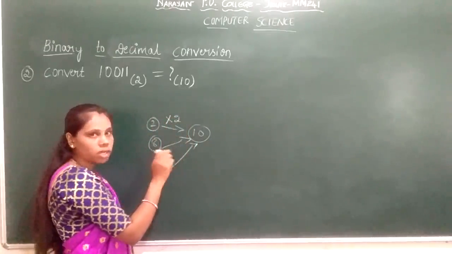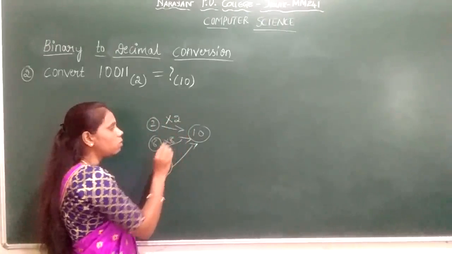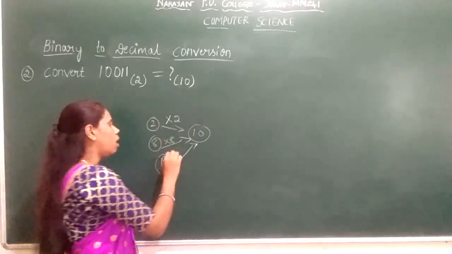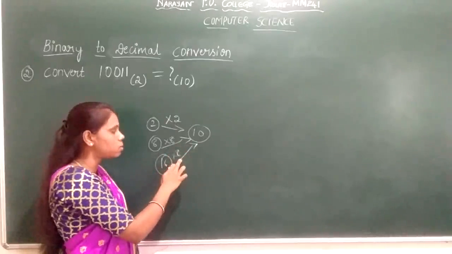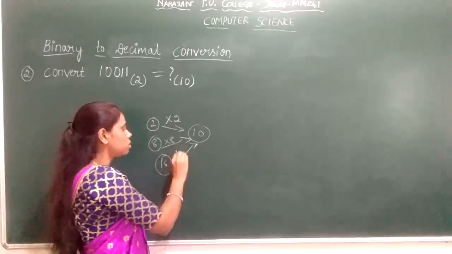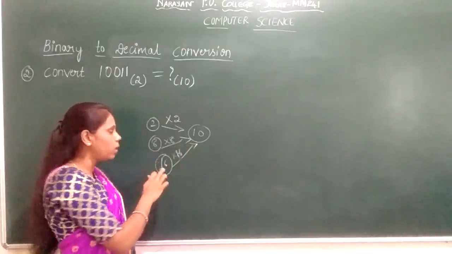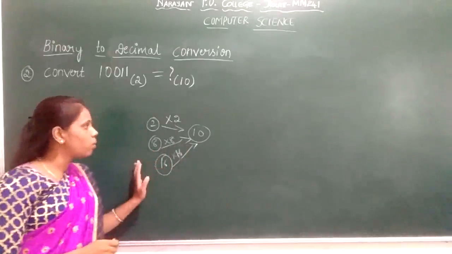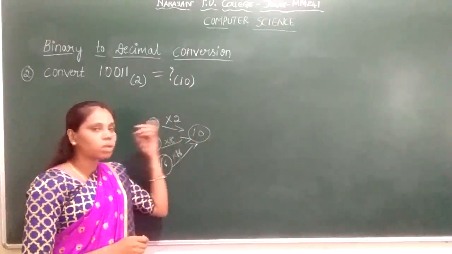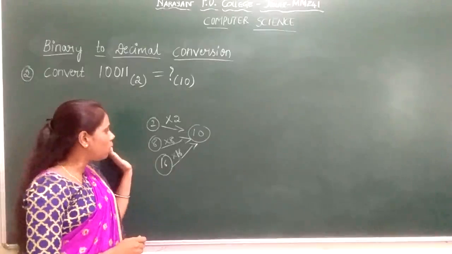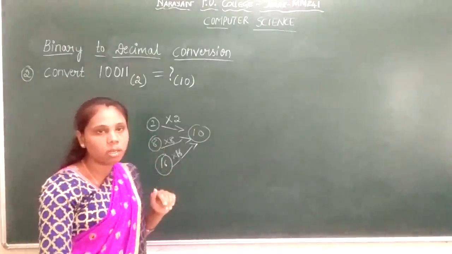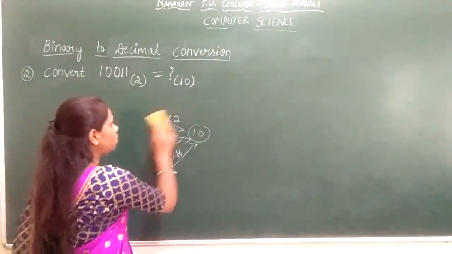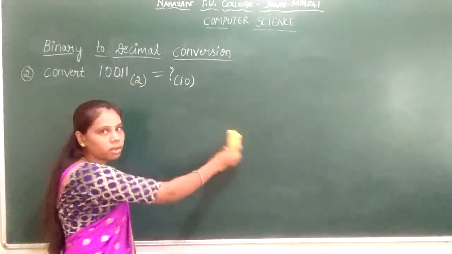And for octal to decimal, you need to multiply the given digits by 8, and while converting from hexadecimal to decimal, you need to multiply by the base value 16. This is the process, and while converting from decimal to other systems, you have already seen. Now we are discussing conversion from any other number system to decimal. Now we will see binary to decimal conversion.